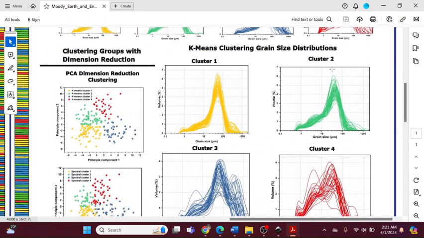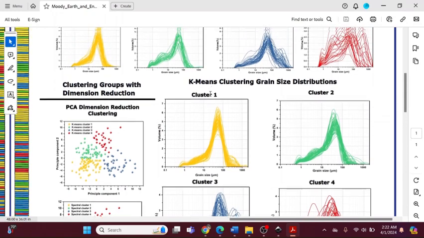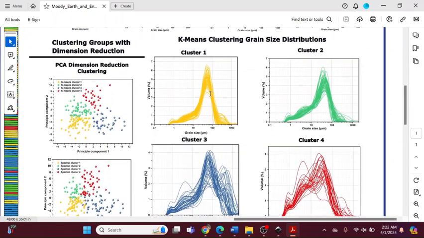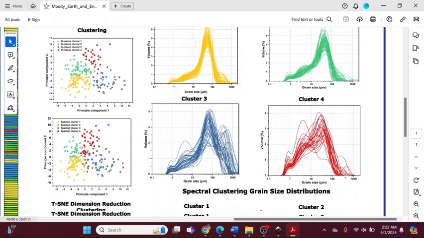When looking at our grain size distributions, our k-means clustering distributions look very similar to our manual classification results. Type A, type B here, type C, and type D with our fluvial.